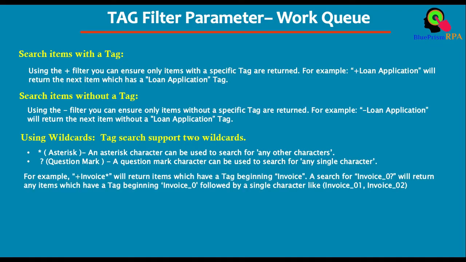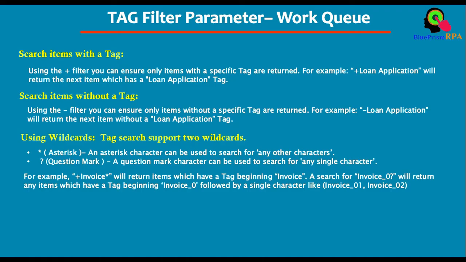For example, plus invoice and then a star will return items which have a tag beginning with invoice. It means let's say you have a few items where the tag name is invoice underscore 01, invoice underscore 02. If you use plus invoice star, it will give you all those items which have values like invoice underscore 01, 02, like that, because we are using a star. So everything, it means the tag is starting with invoice.